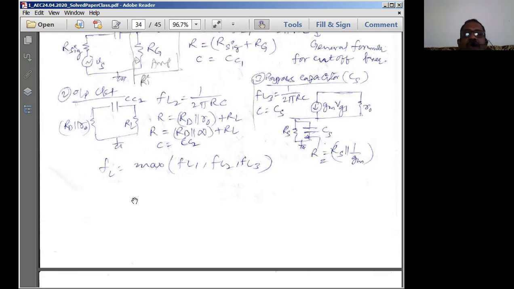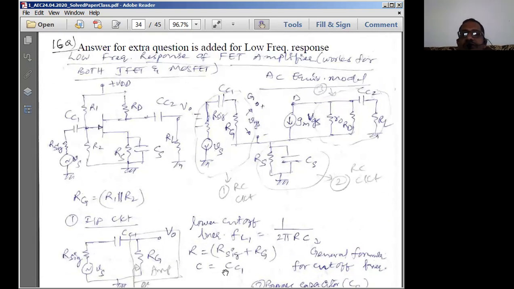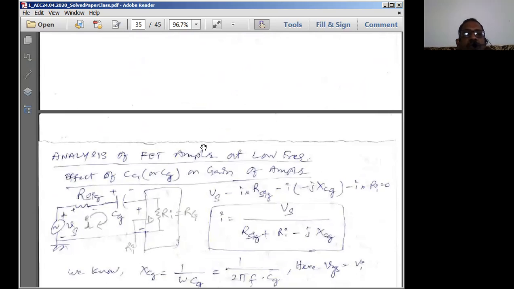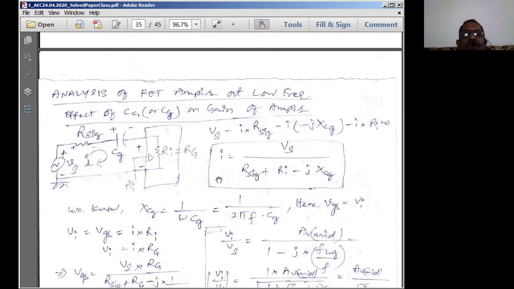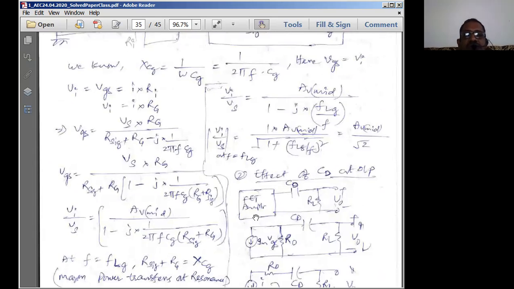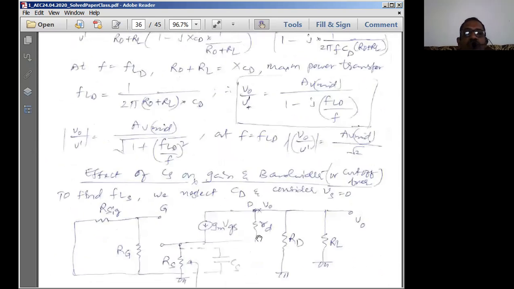By substituting all of them, what is the effective final lower cutoff frequency? I can write it as the maximum of FL1, FL2 and FL3, which is normally going to be the design value of the lower cutoff frequency of this particular FET amplifier. So this is the lower cutoff frequency analysis. The next analysis, on the gain, I'll discuss in the next class, because it takes a lot of time for us to go with this.